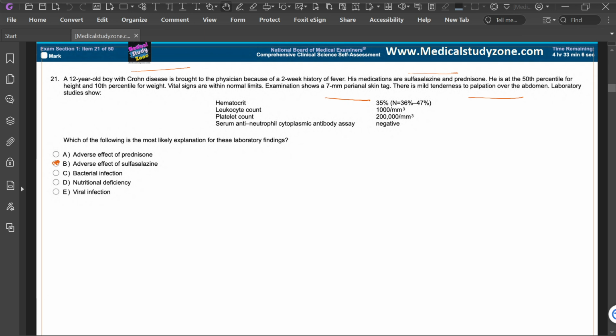Treatment involves immediate withdrawal of the complicating medication and treatment of any underlying infection. Additionally, granulocyte colony stimulating factor can sometimes hasten recovery.